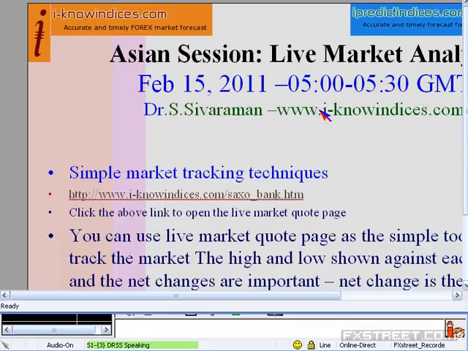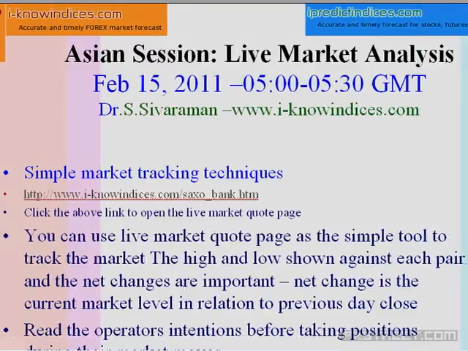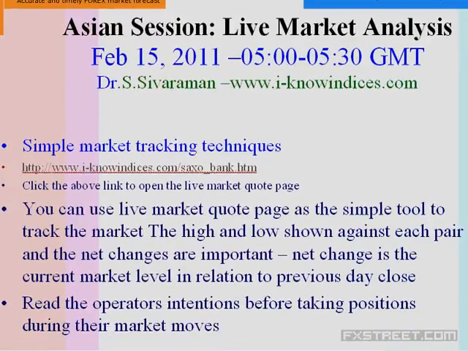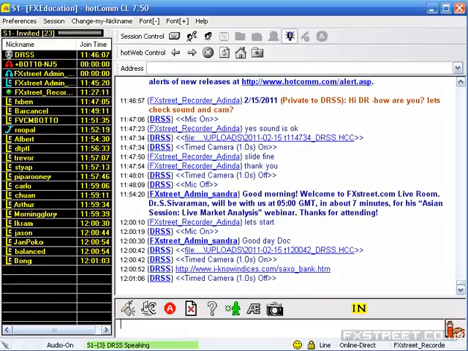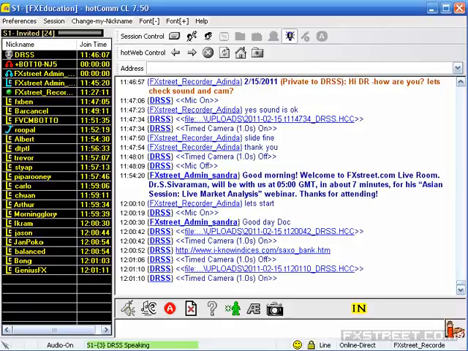Asian session live market analysis on February 15th between 5 and 5:30 GMT. I'll be using the live market code page to track the market. I have also given the link for the same. You can use it and save it as a favorite link and try to use it to see the live market code page anytime during the day. Now let me focus the camera over that of the live market code page. You'll be able to see the codes.